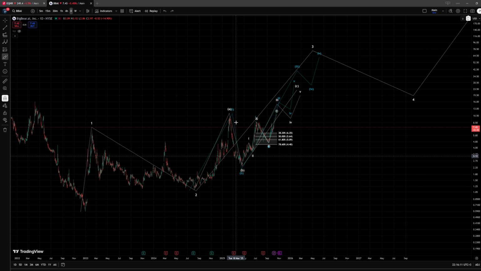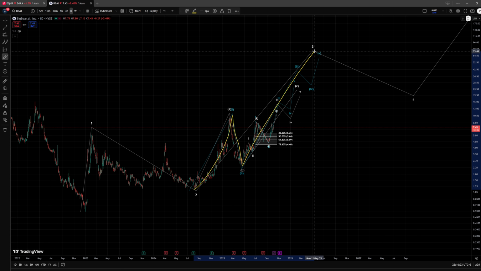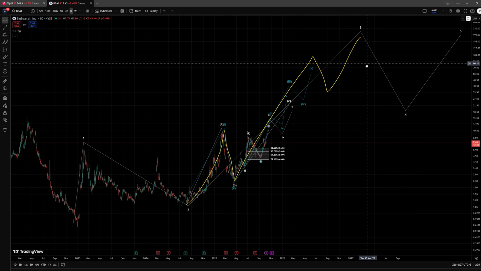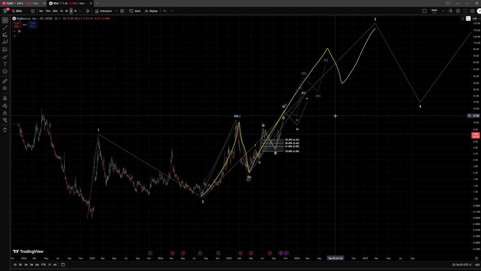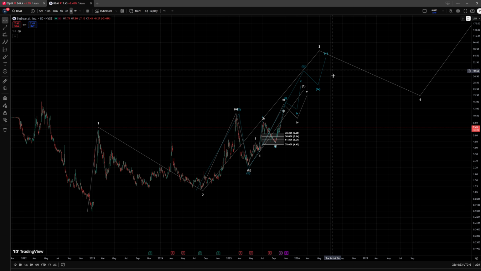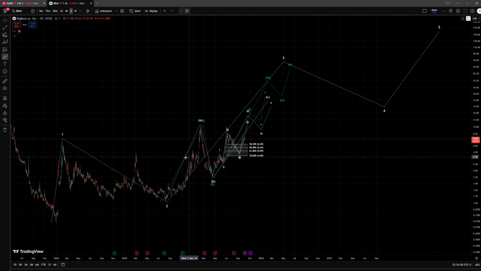Then we also have the blue scenario where instead of tracking a diagonal structure internally, we are tracking an impulse, where this was a wave 1 up, we have here a wave 2 down, and now we are tracking a larger wave 3 to the upside. Then we get a 4th and a 5th, and this would all be internally within this larger wave 3. This would be nicer for the chart. It would provide a more reliable structure and even more strength.